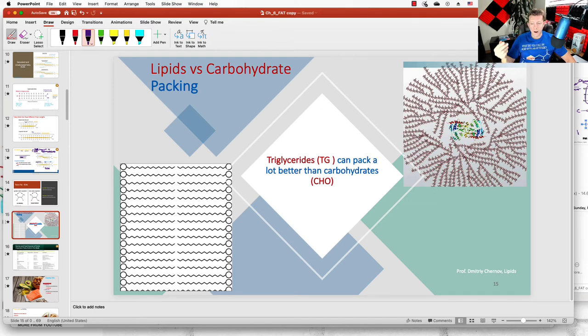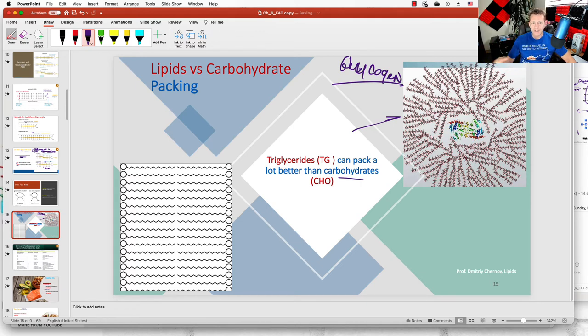So packing, how are fats packing in our system? Triglycerides can pack a lot better than carbohydrate. Remember this from the carbohydrate lecture. This is glycogen. You see the star arrangement. It is harder to pack. That's why we cannot store a lot of glycogen in our system. We can store like half a pound in our liver, a little bit more in our muscles.